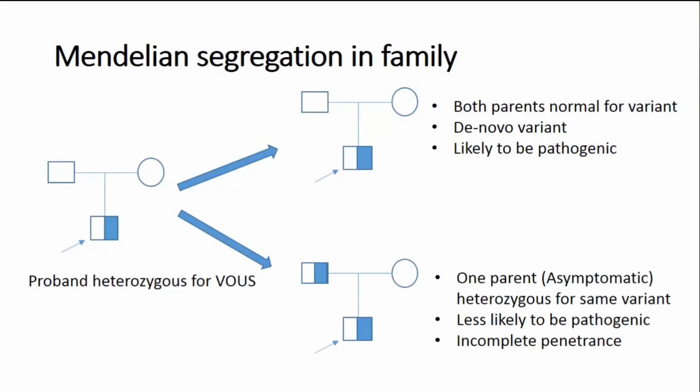So if that disease is known to show reduced penetrance, then you will have to think how to consider this variant. But if that disease is not known to show reduced penetrance, then you will consider this as a normal polymorphism, because the parent has it, the child has it. So this is not likely to cause disease.